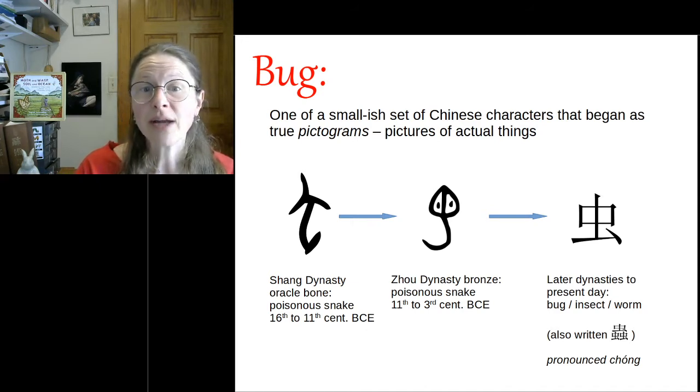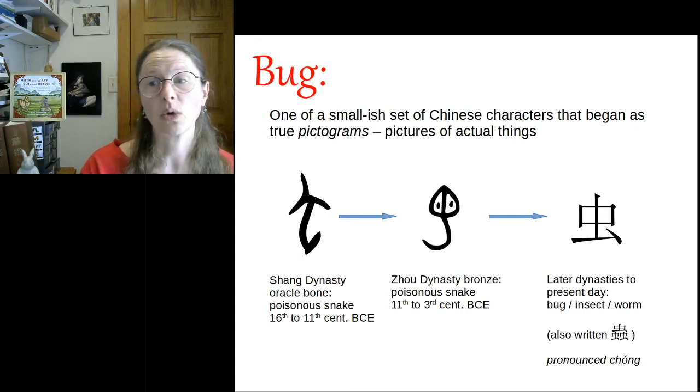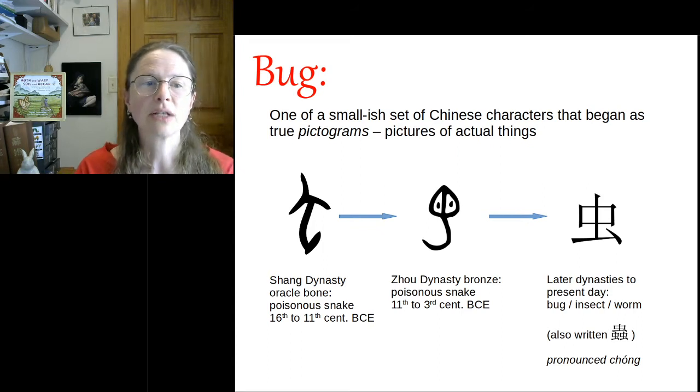Now, centuries later, people made bronze vessels and engraved a similar symbol, also meaning poisonous snake. But in later centuries, the symbol evolved, and it became what we now use to mean bug, insect, or worm, and we pronounce this character chong.